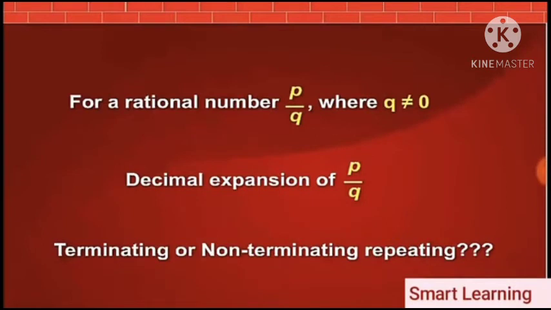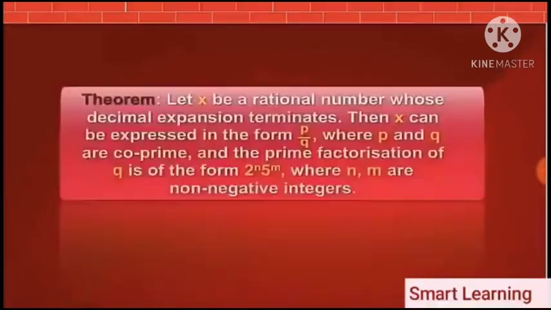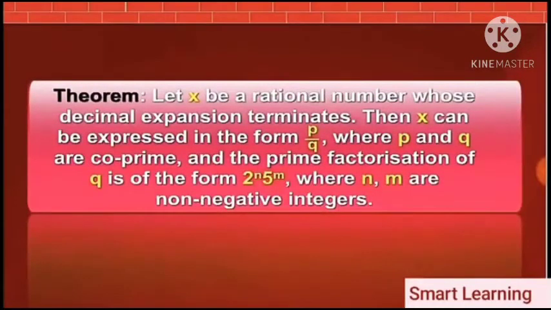First, let us take rational numbers which have terminating decimal expansions. We have a theorem for identifying rational numbers with terminating decimal representations. Let x be a rational number whose decimal expansion terminates. Then x can be expressed in the form of p upon q, where p and q are co-prime and the prime factorization of q is of the form 2 raised to the power n into 5 raised to the power m, where n, m are non-negative integers.